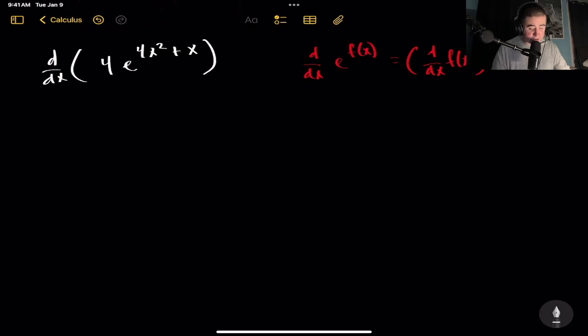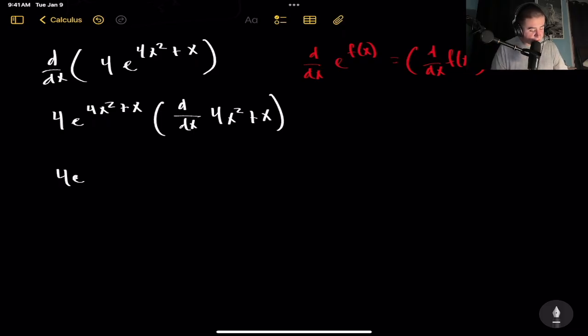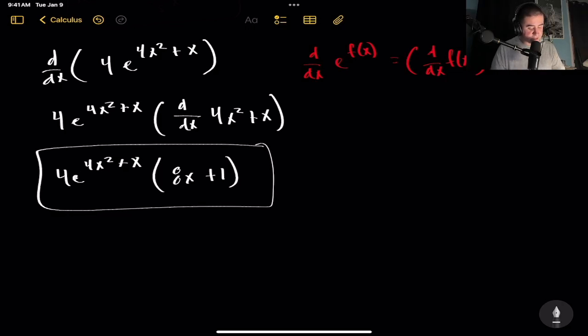So we already know the answer is going to have this original function. So that's what we could write right away. So we're going to have 4e to the power of 4x squared plus x. And then all we need to do is take the derivative of 4x squared plus x. We're just taking the derivative of the exponent here. All right, so we're going to rewrite 4 times e to the power of 4x squared plus x, and then take the derivative of 4x squared, which is going to be 8x, and then take the derivative of x, which is just 1. And this, ladies and gentlemen, is our final answer.